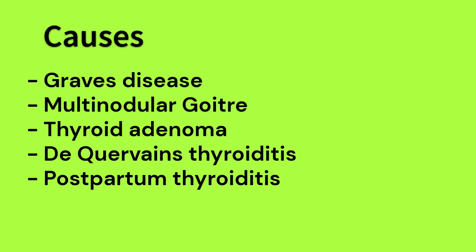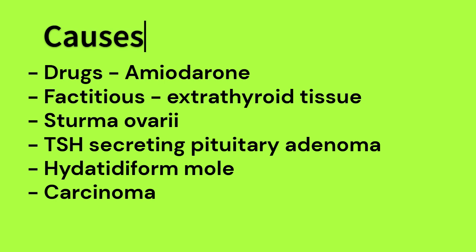Let us look at all the causes of hyperthyroidism and all the conditions that lead to increased circulating thyroid hormone levels. The first one is Graves' disease. Then you have multinodular goiter, thyroid adenoma, de Quervain's thyroiditis, postpartum thyroiditis. Then it may also happen because of drugs like amiodarone. There might be factitious thyroid hormone production, which means that there will be an excess thyroid hormone produced not from the gland itself but from extra thyroid tissue present anywhere else in the body.